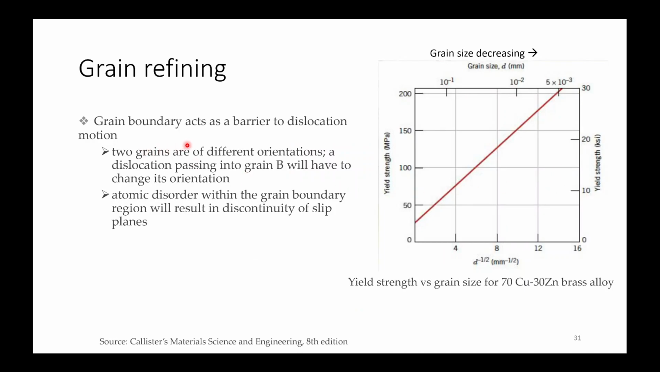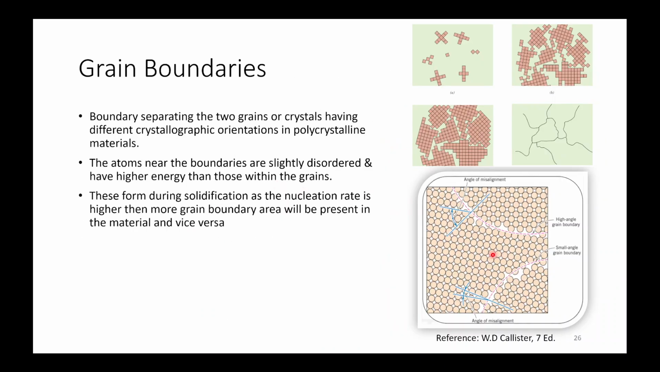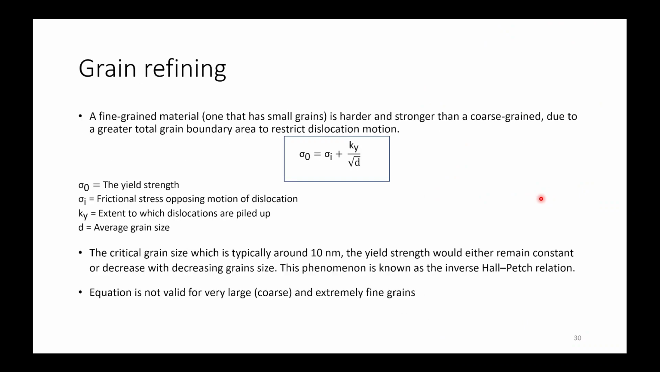Now grain boundaries act as a barrier to dislocation motion because the two grains are at different orientations. If a dislocation is passing into grain B, so if there are two grains as shown earlier, from this to this, when the dislocation is passing, it has to change its direction. If we are applying force in this direction, then it is moving in that direction. Then at the grain boundary, it has to change its direction, which will require higher energy and higher stress.